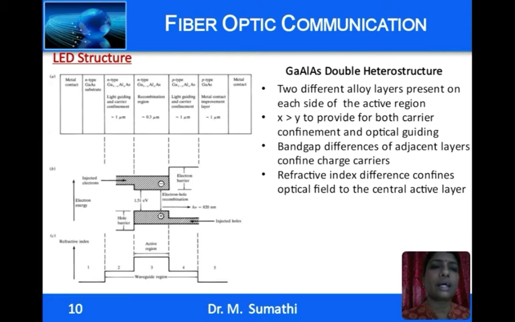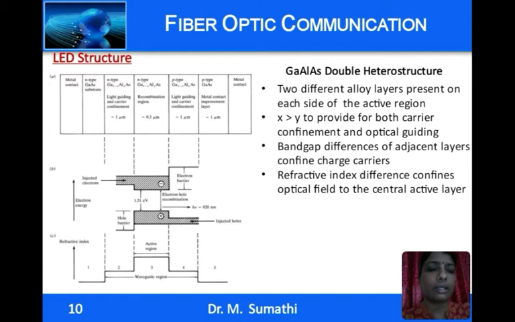This enables confinement of carriers and confinement of photons. So, X is greater than Y, so that it provides for both optical and carrier confinement. The second diagram shows the band gap difference between the different layers. This enables confining the charge carriers and recombination of them to the active recombination region.